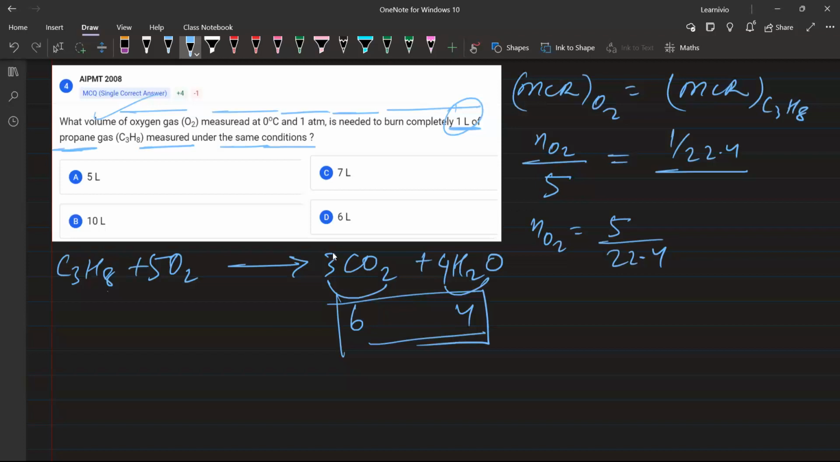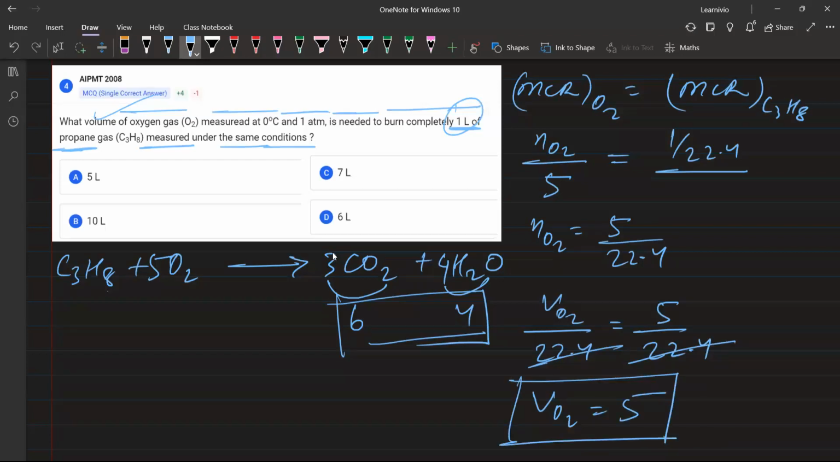Now we have to calculate the volume. So what is the relationship between volume and number of moles? So volume of O2 divided by 22.4 will be equal to 5 upon 22.4. The 22.4 can cancel each other, and you will get volume of O2 is equal to 5.